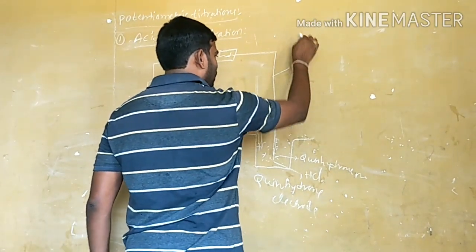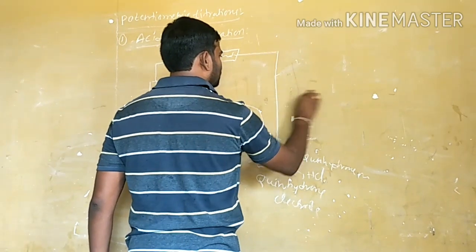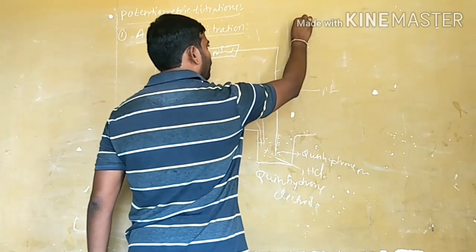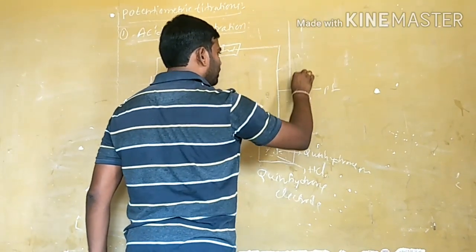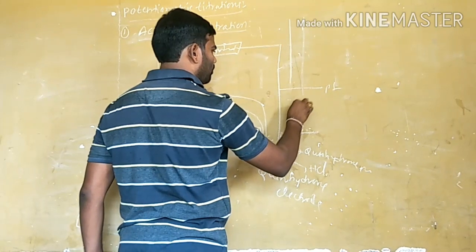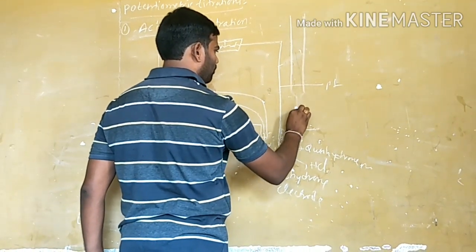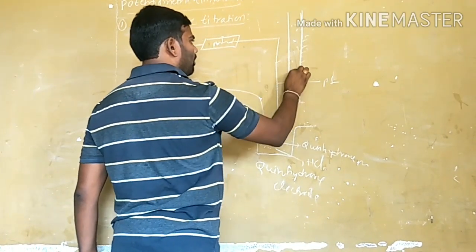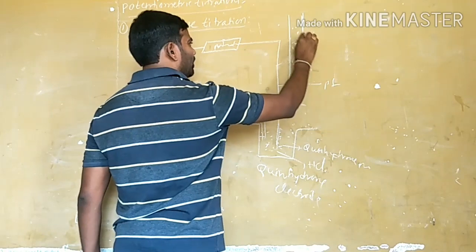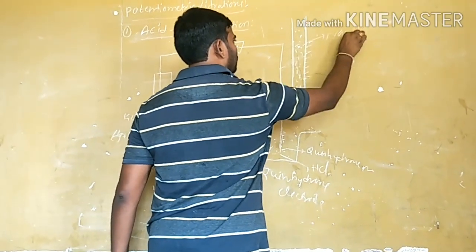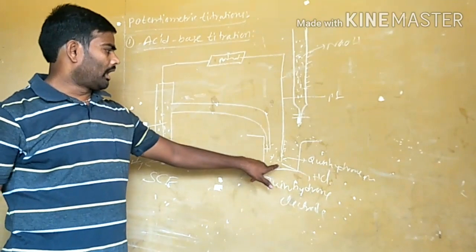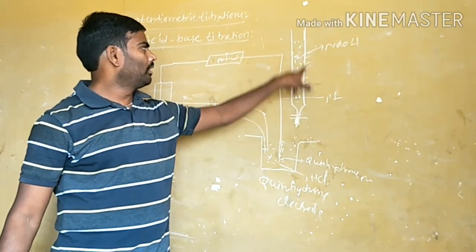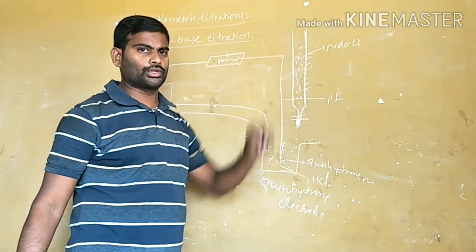And during the reactions, platinum electrode, we are taking a burette. In the burette we are filling the base, NaOH, and the acid solution we are taking in a beaker, and this we are forming a quinhydron electrode, and here we are filling the sodium hydroxide solution.